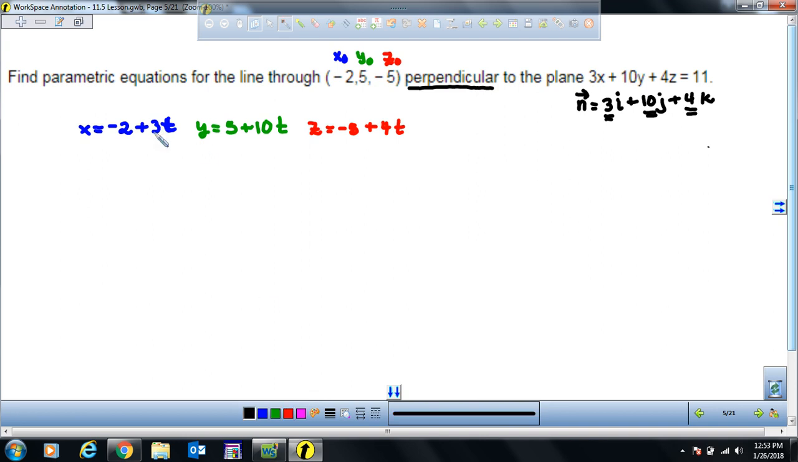And since these components are perpendicular to this plane, then these three lines that pass through this point, starting at this point, will be the lines that will be perpendicular to this plane, 3x plus 10y plus 4z equals 11. Okay. So let's say now the parameter t can be any number from -infinity all the way to +infinity.